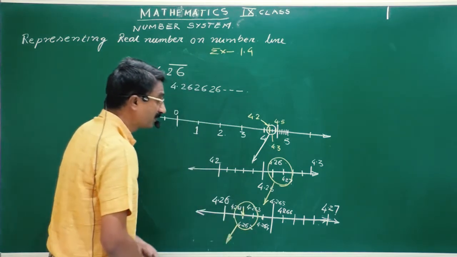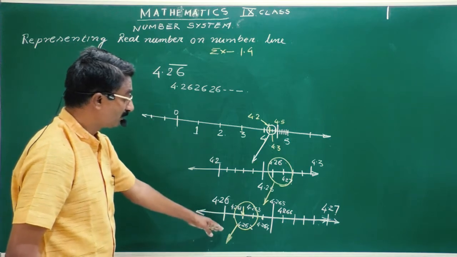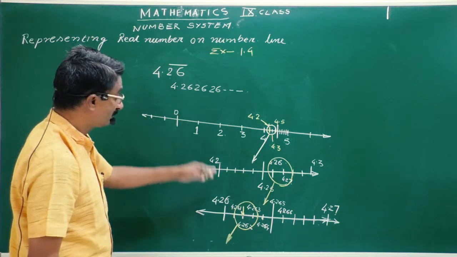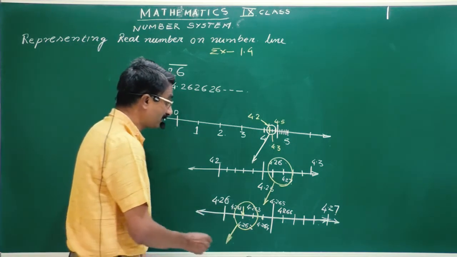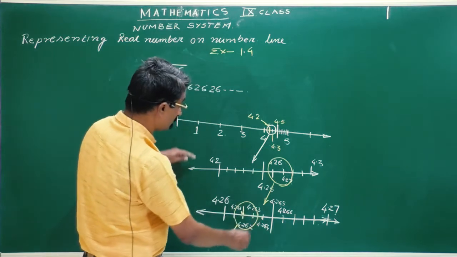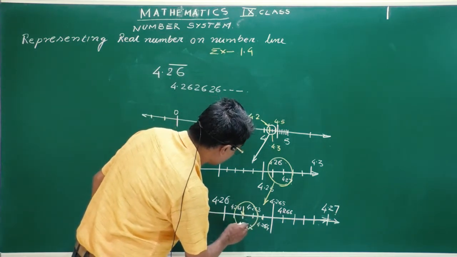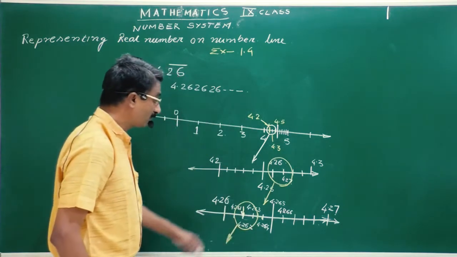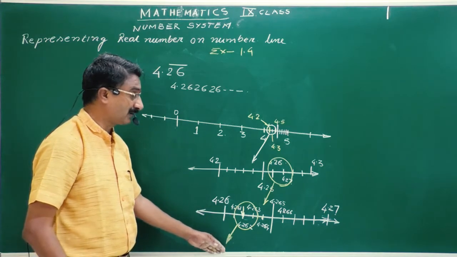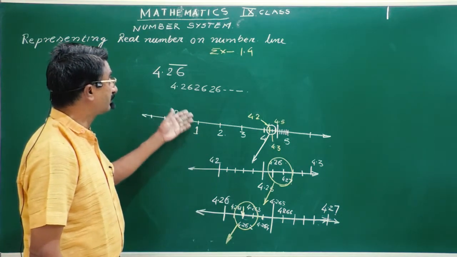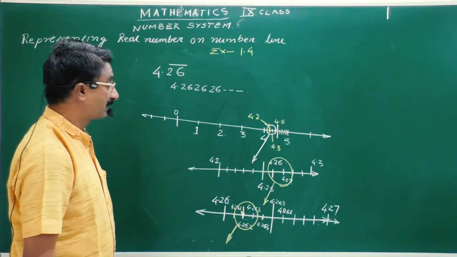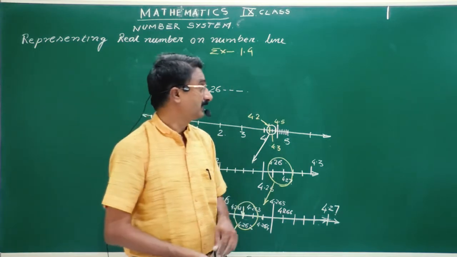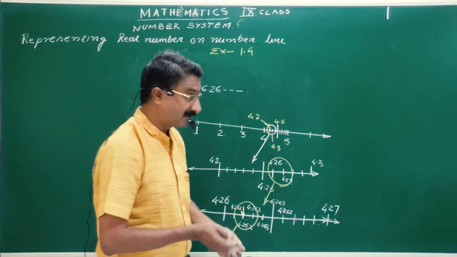As I have told you, however much accuracy you need, you have to go up to that point. Generally we take up to 3 decimal places. So this is the answer. You can represent this number: this is 4.261, this is 4.262, this is the point. If you want more accurate values, then you can draw the next one and the next one, and you will get very close to 4.26 bar. Now the exercise has only 2 problems, so this exercise is completed. Now we will start the new topic.